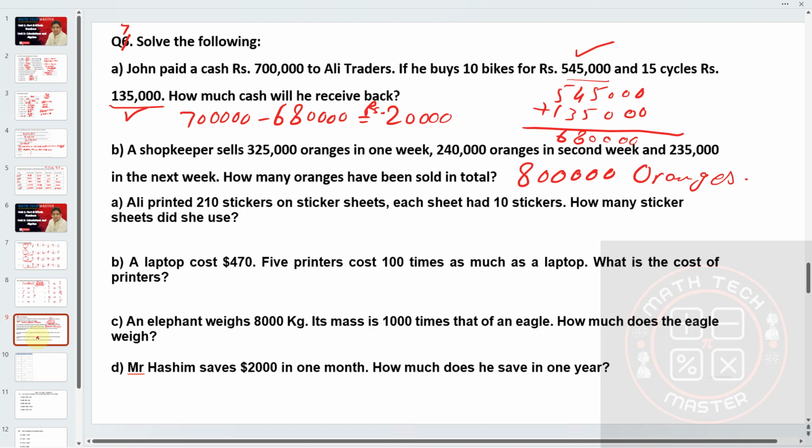Ali printed 210 stickers on a sticker sheet. Okay, how many stickers are in total? 210. Each sheet had 10 stickers. How many sheets have been used? Okay, how many sticker sheets did she use? So we will simply divide the number by 10 and the answer will be 21.